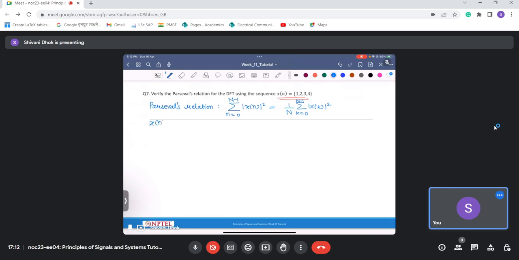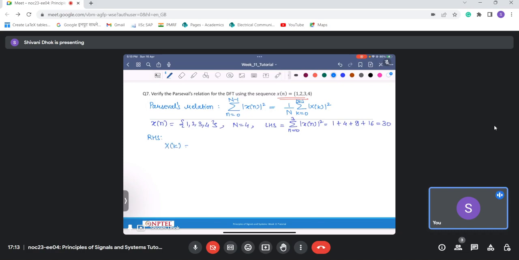What do we have as xn? This xn is equal to 1, 2, 3, 4. So if I consider the LHS, this is a 4-point, so here my N is equal to 4. This LHS is equal to the summation n equal to 0 to 3 of magnitude of xn square, which is 1 plus 2 square, that is 4, plus 3 square, that is 9, plus 4 square, that is 16. If we solve this, 1 plus 9 is 10, 4 plus 16 is 20, so 10 plus 20 is equal to 30.